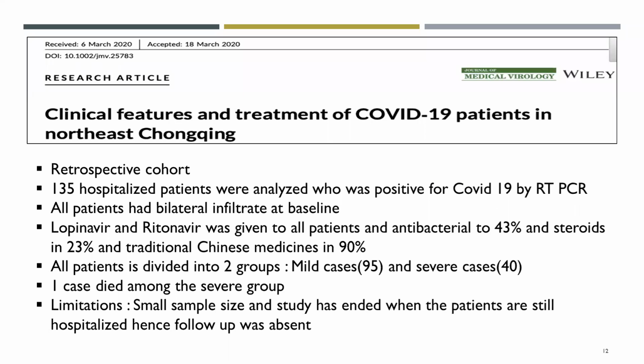The limitation was that it was a small sample size, and the study ended while the patients were still hospitalized. Another finding they reported is that if Lopinavir and Ritonavir was given early, it is better in a mild to moderate cohort. However, in the severe cohort, there is no evidence. But the problem with the study is that they have also used Chinese medicine, so we don't know what contributed at what level, and that is a flaw with the study.